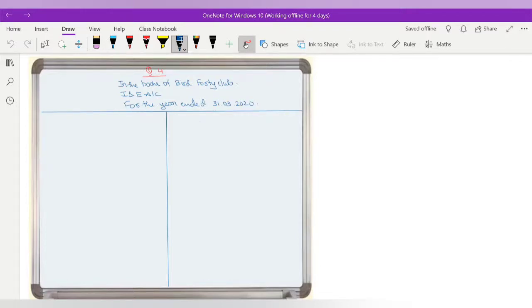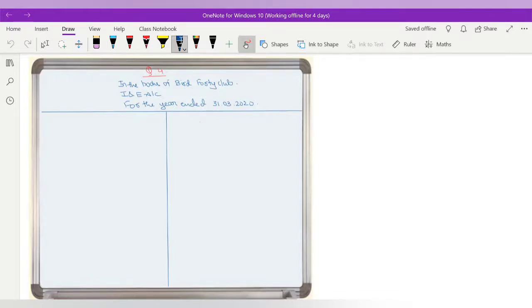Then payments. Salaries and wages 1,65,000. Office expenses are there. Sports equipments are there. Telephone charges, electricity charges, traveling and conveyance. Right? This much is given. It is nothing but your receipts and payment account. After that, see what is given.